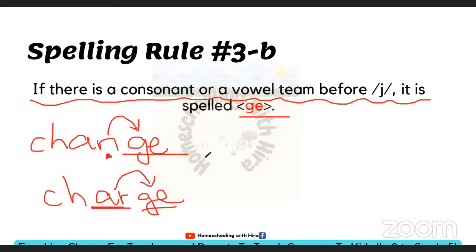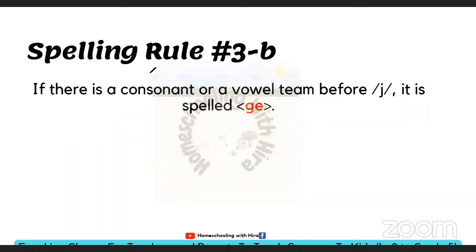Or if there is any vowel team, if it's not a short vowel right before the j sound, you will write GE. ठीक है? अगर short vowel होगा और उसके फौरन से बाद आपके पास j sound आ रही है तो आप लिखेंगे DGE, और अगर उसके अलावा कुछ है तो आप लिखेंगे GE. ठीक? अब ये बच्चों को कैसे बताना है?